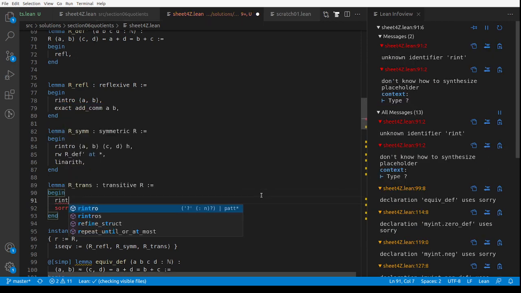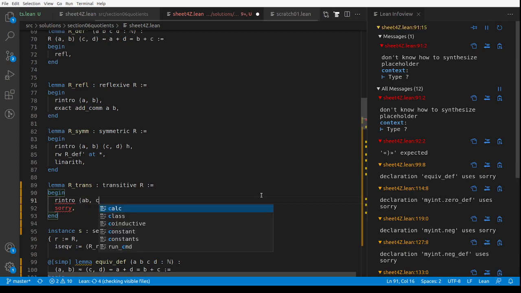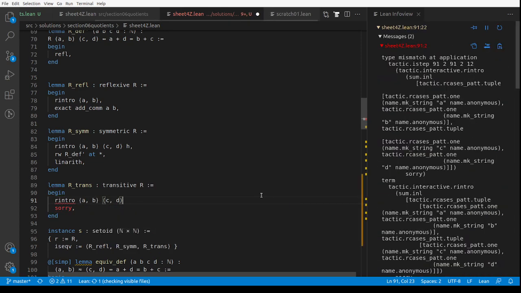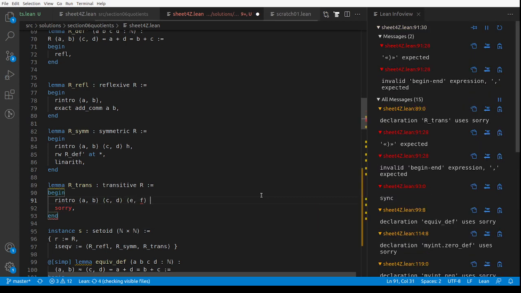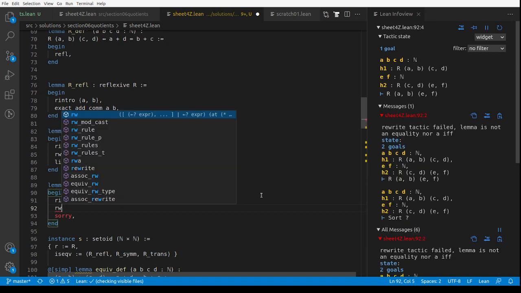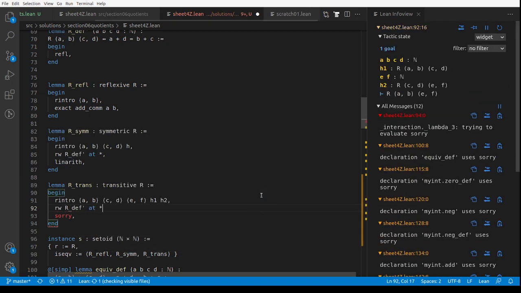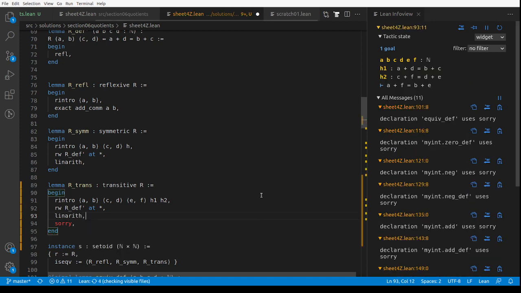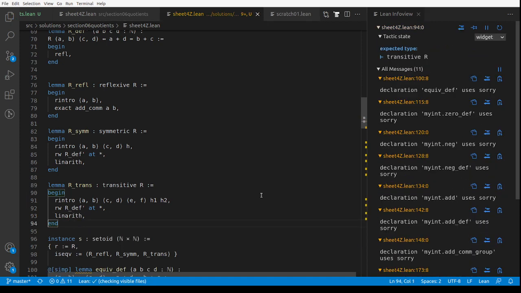So transitivity, what have we got here? We've got A, B, C, D, E, F, and then h1 and h2, I guess, and then rewrite R def primed everywhere. And then again, linarith will do this one. I hope. Yes, it does.